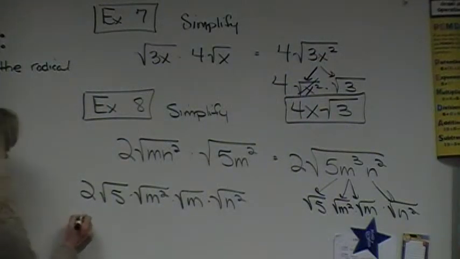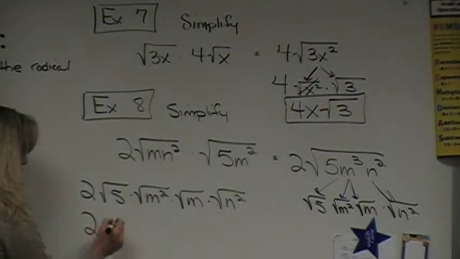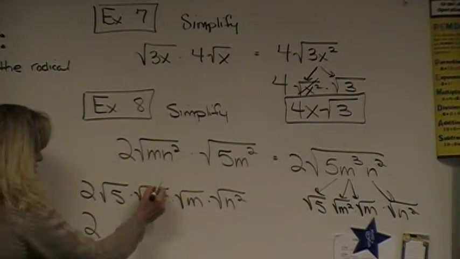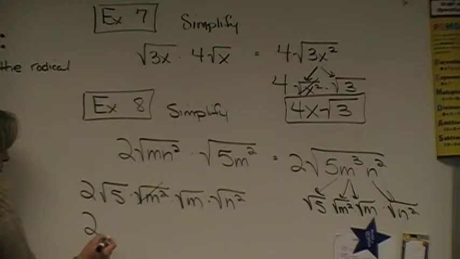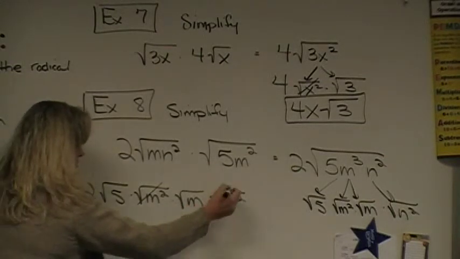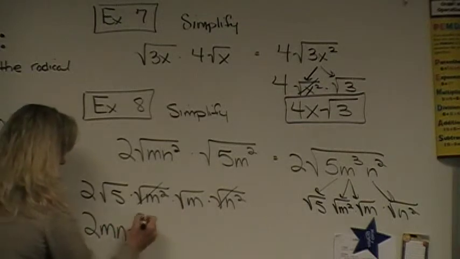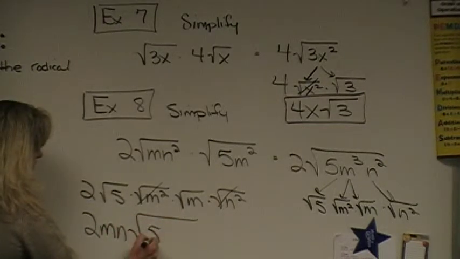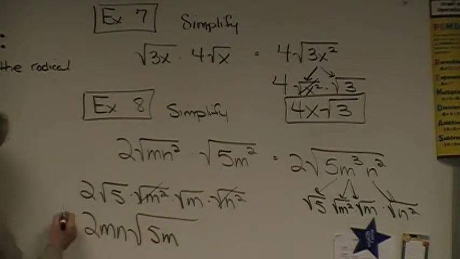All right, so bring down the 2. The 5, now, I'm going to put the ones that are simplified out here, so don't bring the 5 down yet. What is the square root of m squared? M, so let's put that here. What's the square root of n squared? n. Now, what belongs under the radical? 5 and what else? m. And there is your final answer.